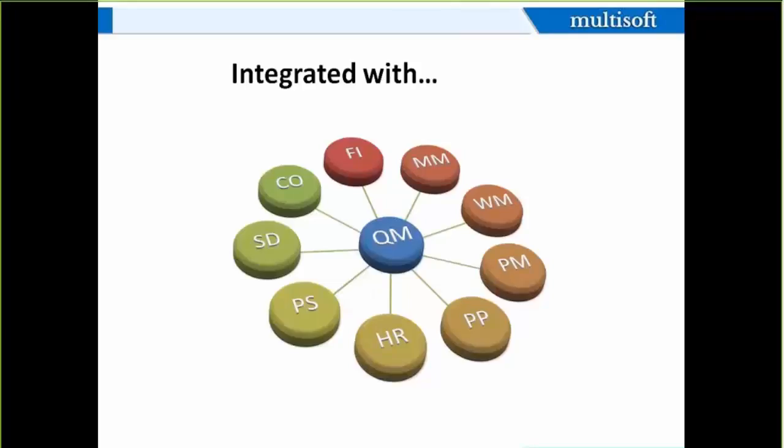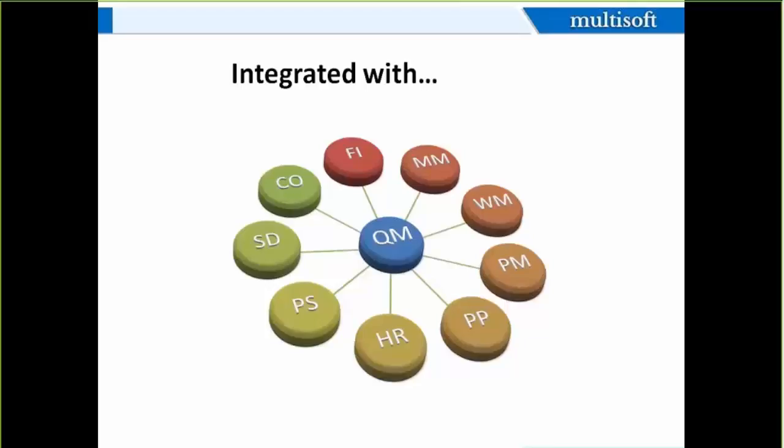Like I have mentioned here, Quality Management is integrated with Material Management, that is MM, Warehouse Management, that is WM, Plant Maintenance, PM, Production Planning, PP, HR, Human Resources, PS, Project Systems, SD, Sales and Distribution. After all the processes you have carried out with these modules, at the end, last but not the least, the CO and FI come.